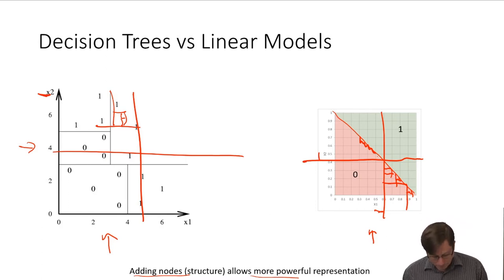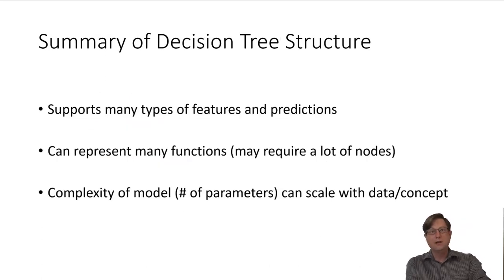So there you go. Quick summary: decision trees support many types of features, categorical, numeric, all binary, and many types of predictions in a straightforward way. And that's one of the nice things about it, is that you can take it and use it on problems that have any one of those things. And also it very easily works on problems that have mixed feature types. Some are numeric, some are categorical, some are binary. Very straightforward to do with decision trees. You just put the appropriate type of test node in the structure as you're growing the structure.